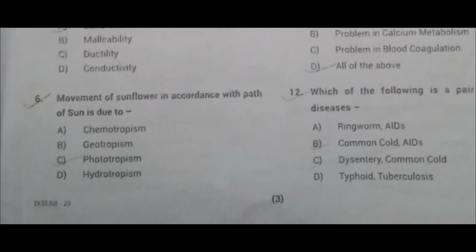Next we have question number 6. Movement of sunflower in accordance with the path of the sun is due to chemotropism, geotropism, phototropism, or hydrotropism. This also is there in class 9, right? So the correct option here is option C, it is phototropism. Photo means light, tropism means movement.